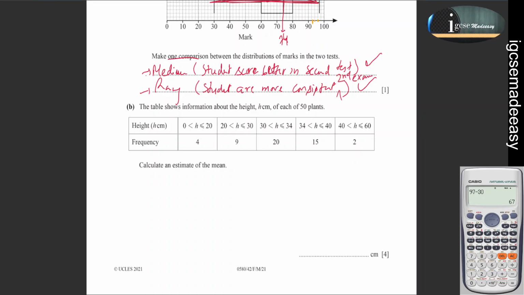Part B, we have to calculate the mean value. So first of all, you should know that for calculating the mean, I have to find out the mid value. So mid value of the class interval 20 plus 0 divided by 2. 20 plus 0 is 20. 20 divided by 2 is 10. I'll write the mid value of that. 30 plus 20 is 50, and 50 divided by 2 is 25. That is the mid value.